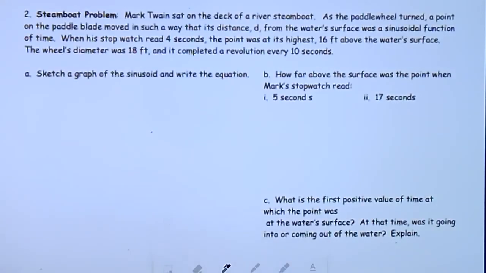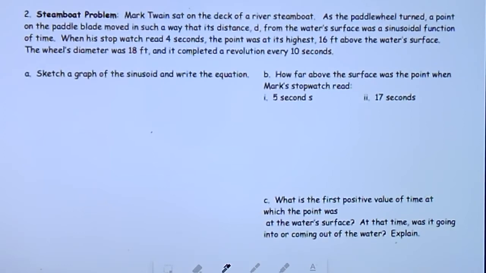So this is a steamboat problem. Mark Twain sat on the deck of a river steamboat. As the paddle wheel turned, a point on the paddle blade moved in such a way that its distance d from the water surface was a sinusoidal function of time. When his stopwatch read 4 seconds, the point was at its highest, which was 16 feet above the water surface. And the wheel's diameter was 18. And it completed a revolution every 10 seconds.